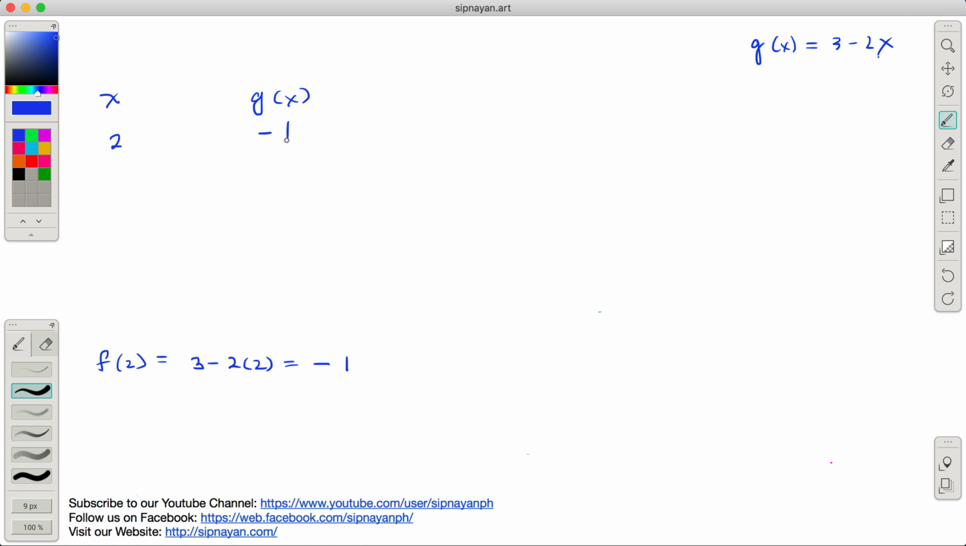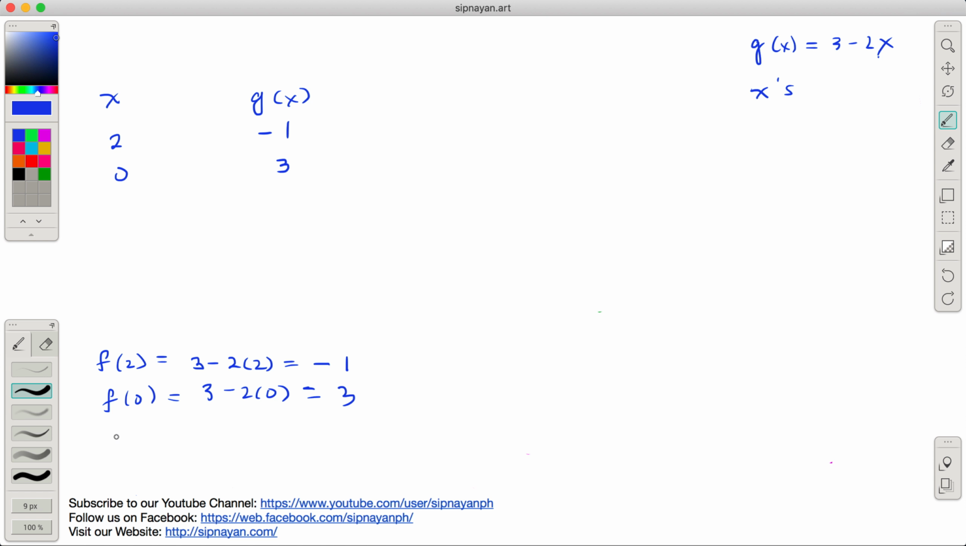Okay? So, pag ang input natin o yung value ng x natin ay 2, ang output natin o yung g of x equals negative 1. What about 0, for example? So, pag sinabi natin x equals 0, sabi natin g of 0 equals, again, lahat ng mga x's dito, papalitan natin ng 0. So, 3 minus 2 times 0 is equal to 3. So, pag ang input natin ay 0, ang output natin ay 3.